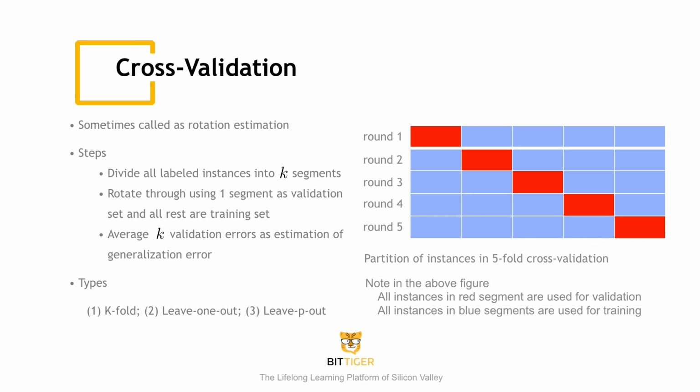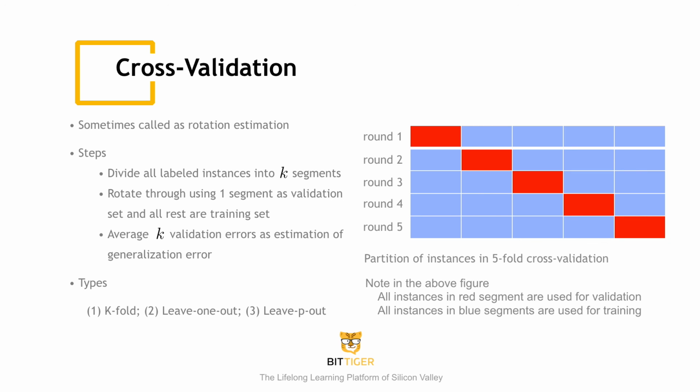The cross-validation technique divides all labeled instances into k segments and rotates through using any one segment as validation and all other segments as training. All k validation errors are averaged as the final estimation of generalization error. Popular cross-validation techniques include k-fold cross-validation, leave-one-out cross-validation, and leave-p-out cross-validation.